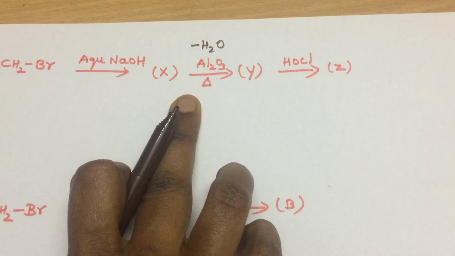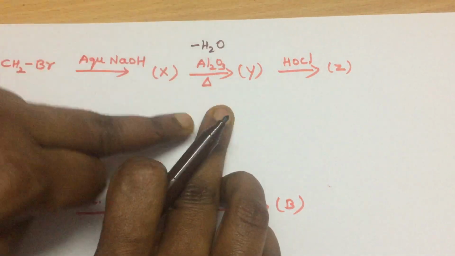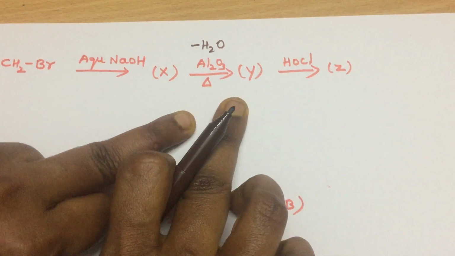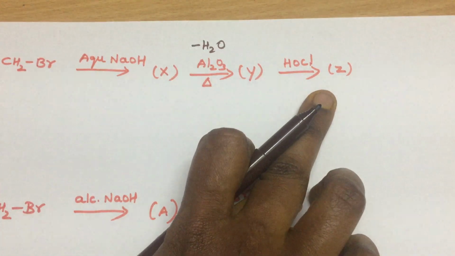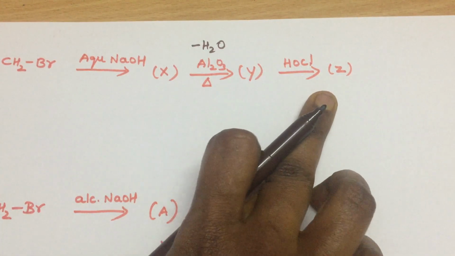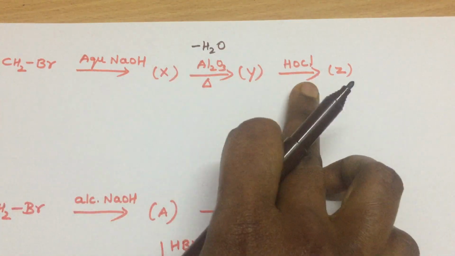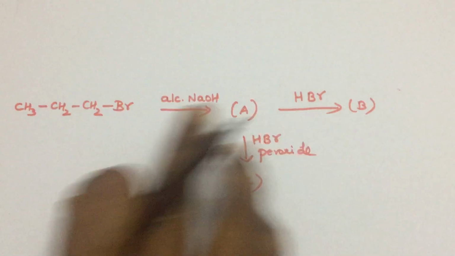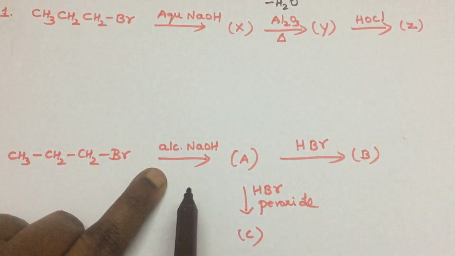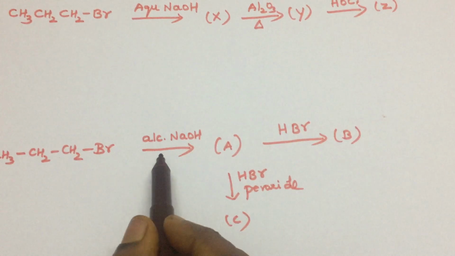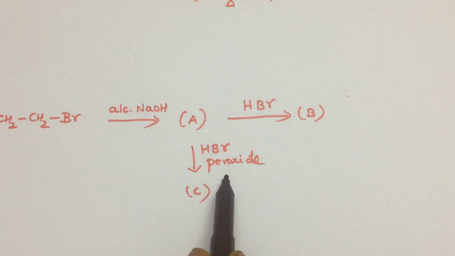I have combined everything: substitution, elimination, and then addition. For elimination, you have to follow Saytzeff's rule. For elimination, follow my video and then come to this. I'll give you the link in the description box. And this is an addition reaction. Here it is alcoholic. Aqueous means substitution, alcoholic means elimination. Elimination takes place, and then plain HBr addition, and HBr addition in the presence of peroxide.